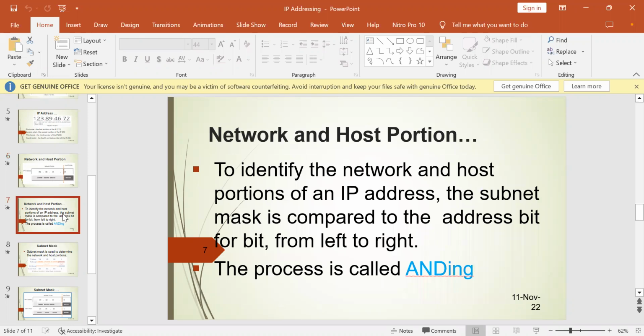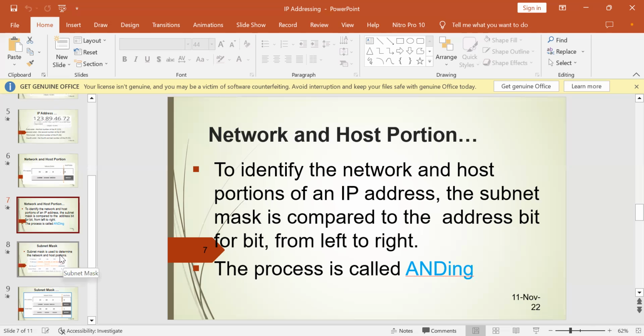So for us to uniquely identify a network, we need to know the address of the network, and then we also need to perform a process which is called ANDing. Do you remember the logical gates when we were talking about AND, the NOR, and those ones? So here we perform an ANDing function, and we do it bit by bit, so that we can know which portion of this IP address is the network and which one is the host portion. It is done from the left to the right. Is that clear?